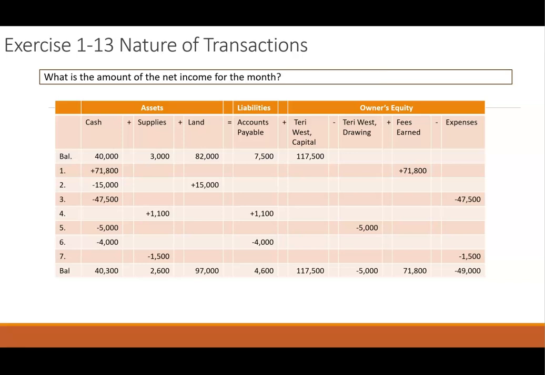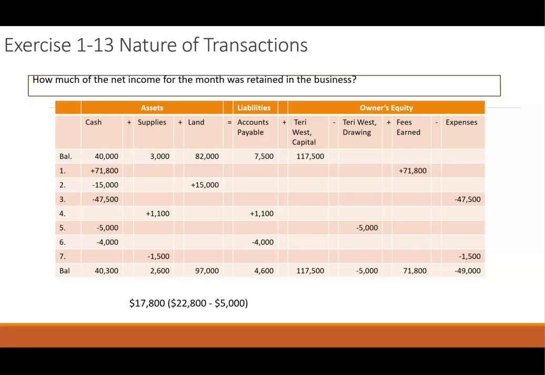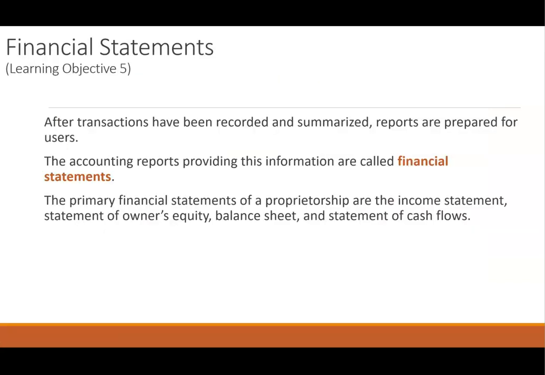What is the amount of net income for the month? Well, the fees earned minus the expenses, the 71.8 minus the 49,000, revenues minus expenses is our profit, our net income of 22.8. How much of the net income was retained in the business? The 22.8 minus the 5,000 of drawings shows 17.8 was kept in the business.